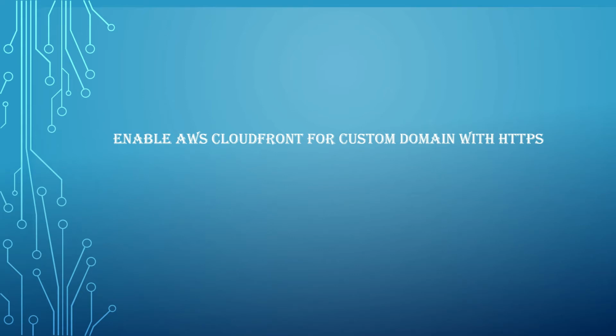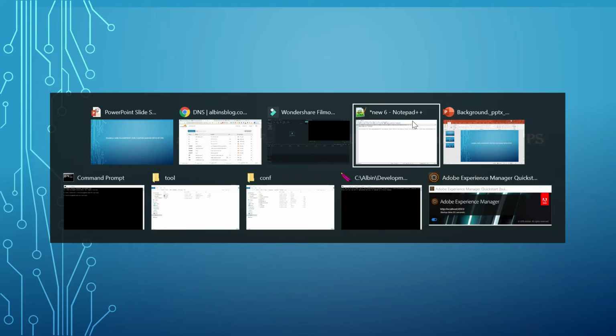In this video, let us see how to enable AWS CloudFront for custom domain with HTTPS. I have a website already running on Apache through test.albinsblog.com. I want to enable the CloudFront CDN to access the website in front of the server. So let me show that.